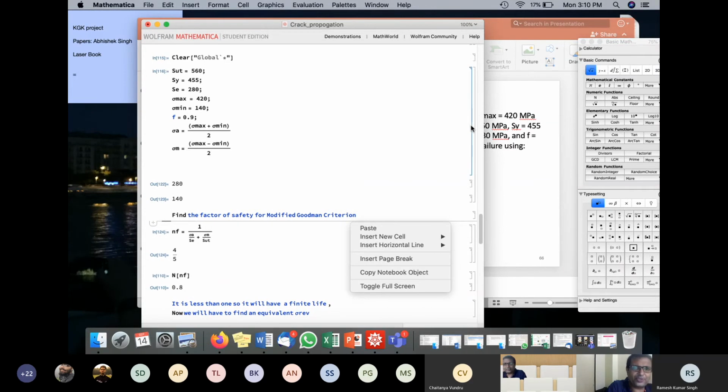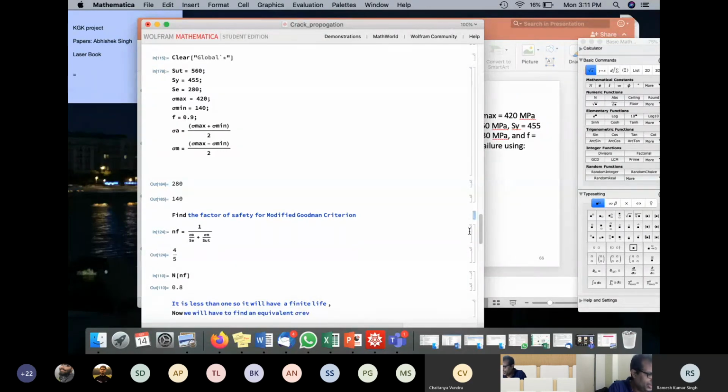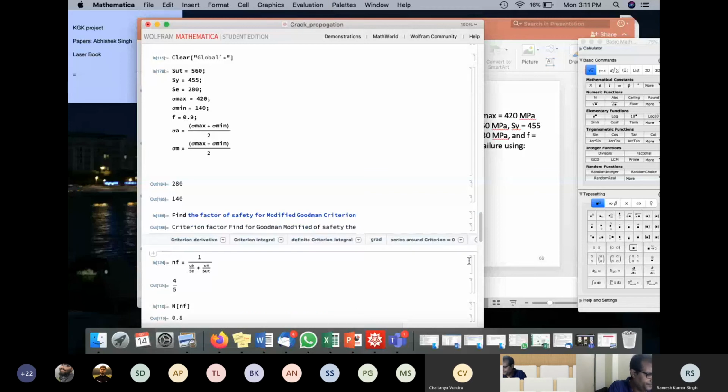These are the relationships which I have in my problem. It told me that SUT is 560, yield is 455, and fully corrected endurance limit is 280. Sigma max is 420, sigma min is minus 140. So all I do is find out sigma A and sigma M. This is my alternating, amplitude component, and this is my mid-range component. My mid-range component is 140. So let me find out the factor of safety for the modified Goodman criterion.